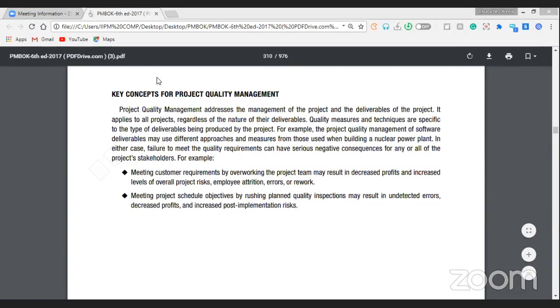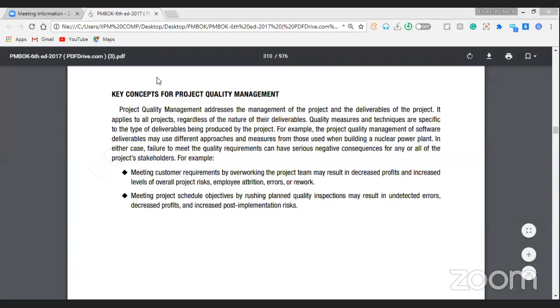Now, I'm going through the Project Management Body of Knowledge itself. All right, so I want us to pay attention to some of these key things that are coming up. We'll still look at tailoring considerations, but in this key concept, they've just brought in something in the tailoring consideration aspect. Now look at this. Quality measures and techniques are specific. They are not generic. They are specific to the type of deliverables being produced by the project.